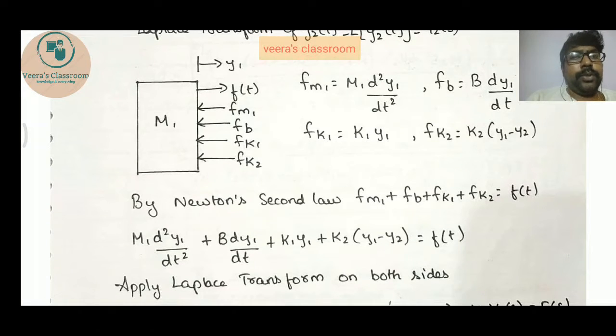When you do the Laplace transform for a differentiation, the Laplace transform of dy/dt is s into Y(s). For each differentiation you will have an s term. If the degree of differentiation increases, the power of s increases. So if it is d square y by dt square, it's going to be s square into Y(s). If it is d cube y by dt cube, it's going to be s cube into Y(s). So when the degree of differentiation increases, the power of s also increases.